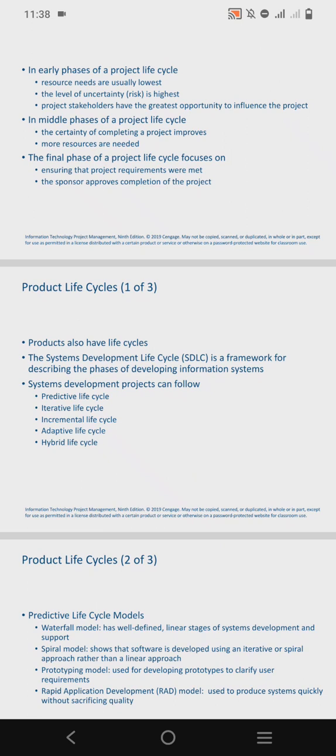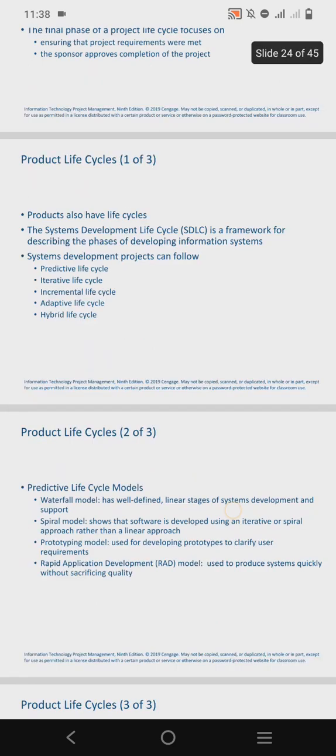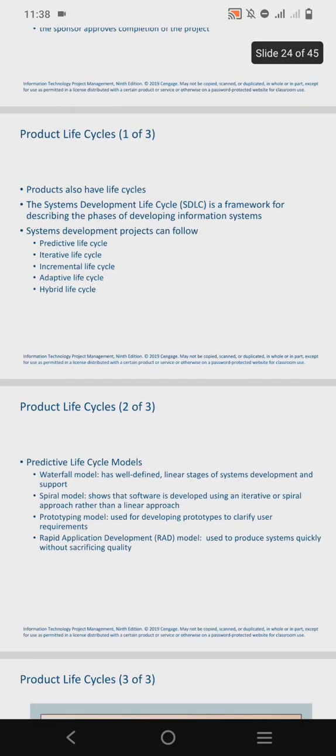The right life cycle to use for your project depends on what you may be trying to achieve and what is most important to you and the client, as well as the internal stakeholders. The product life cycle has different models, such as the waterfall model, the spiral model, prototyping model, and the rapid application development model.